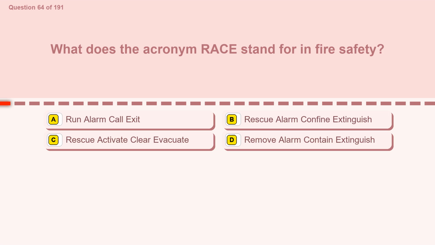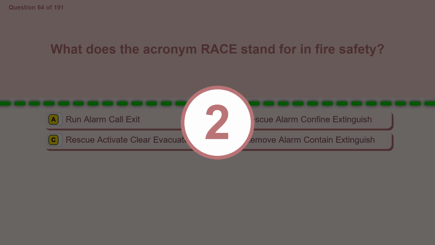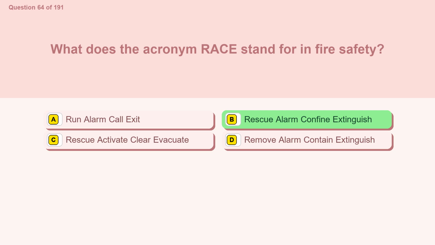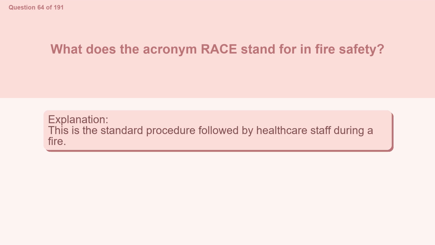Question 64. What does the acronym RACE stand for in fire safety? Option A, run, alarm, call, exit. Option B, rescue, alarm, confine, extinguish. Option C, rescue, activate, clear, evacuate. Option D, remove, alarm, contain, extinguish. The correct answer is option B, rescue, alarm, confine, extinguish. This is the standard procedure followed by healthcare staff during a fire.